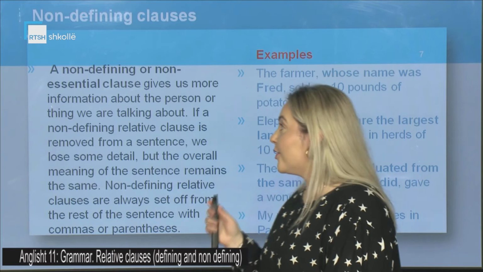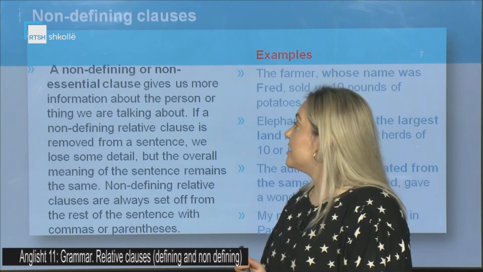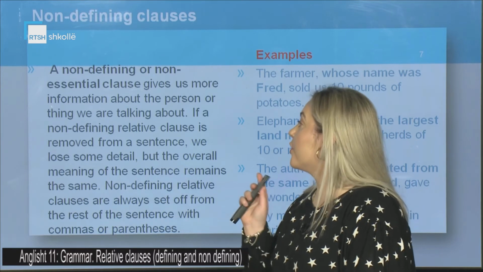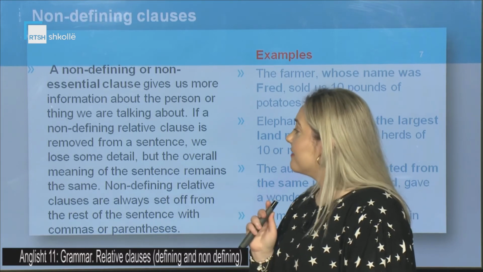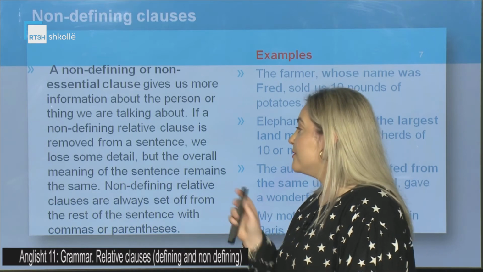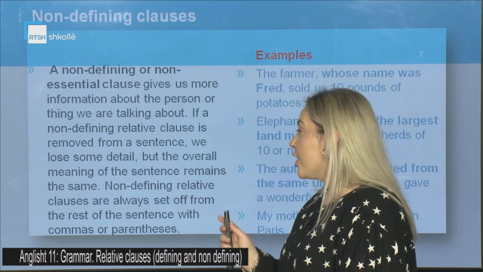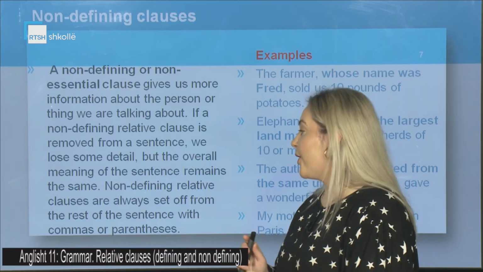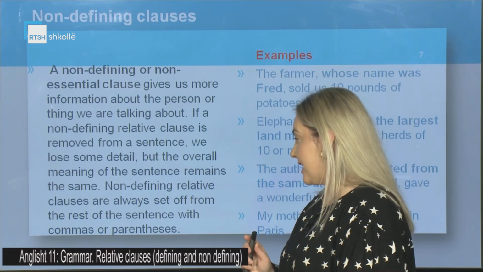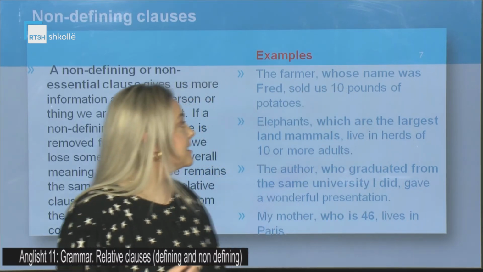Non-defining clauses. A non-defining or non-essential clause gives us more information about the person or thing we are talking about. If a non-defining relative clause is removed from a sentence, we lose some detail, but the overall meaning of the sentence remains the same. Non-defining relative clauses are always set off from the rest of the sentence with commas or parentheses. Now let's see some examples.